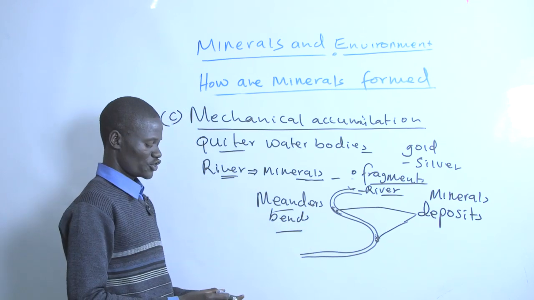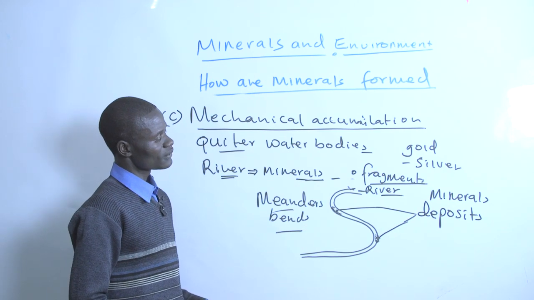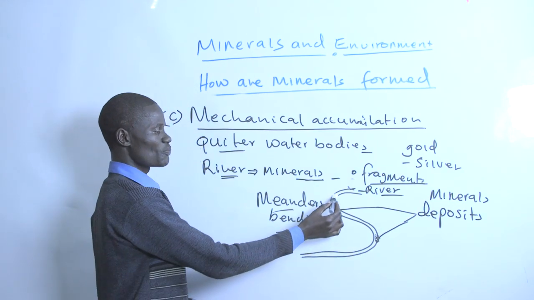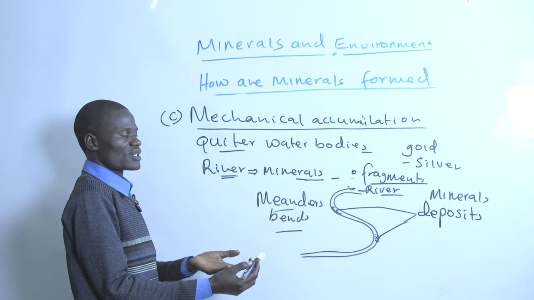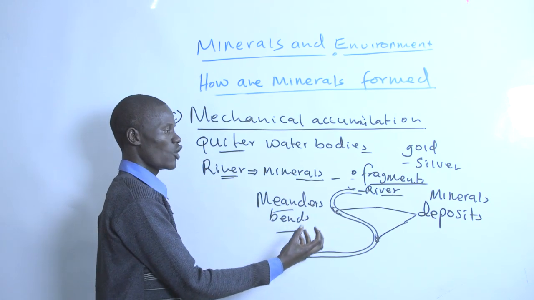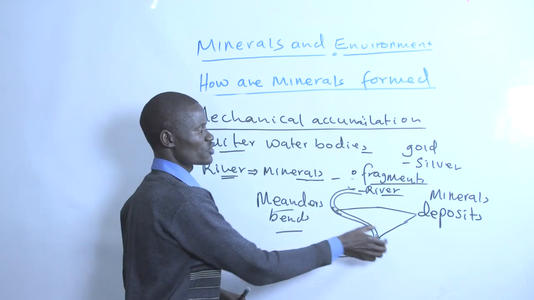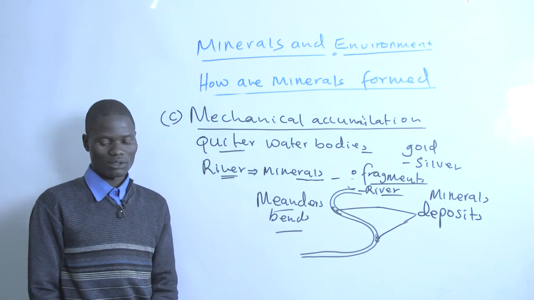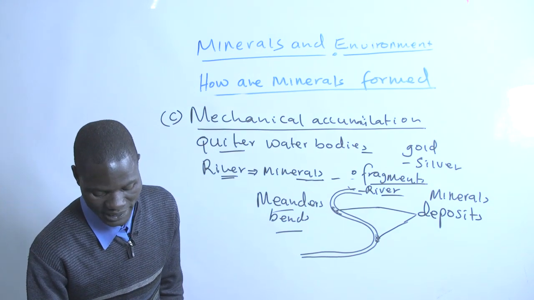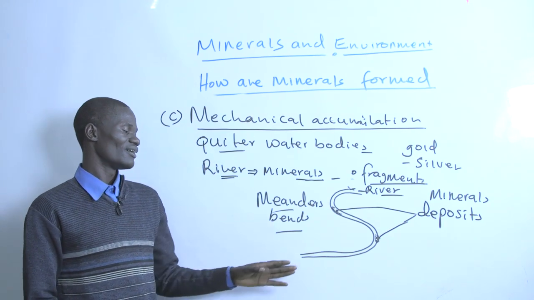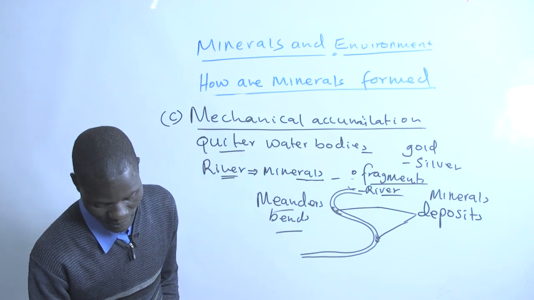And these bends show that a river has almost reached its old stage, and the speed at which the water is flowing has reduced. Therefore, whatever load it had carried, it now begins to offload by depositing it. And that is what we call mechanical accumulation. They can be deposited elsewhere from one point to another. Sometimes it can be deposited in large water bodies as it is.